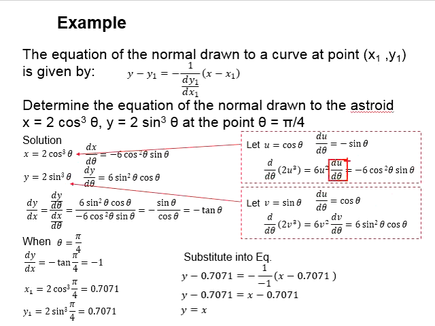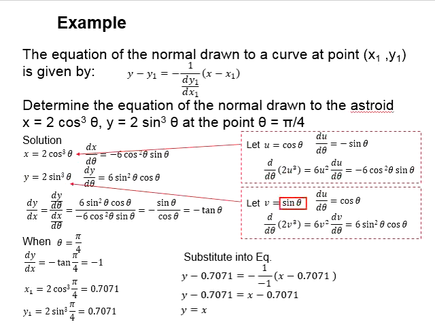du d theta has already been derived here, which equals negative sine theta. And the u here is already obtained from here, cos theta. Substitute the two terms into the equation here, and you will get negative 6 cos squared theta sine theta. Now we look into the differentiation of y.